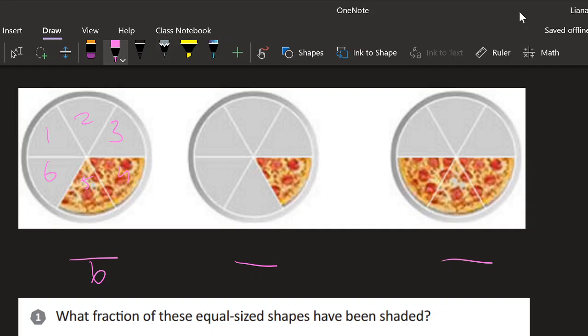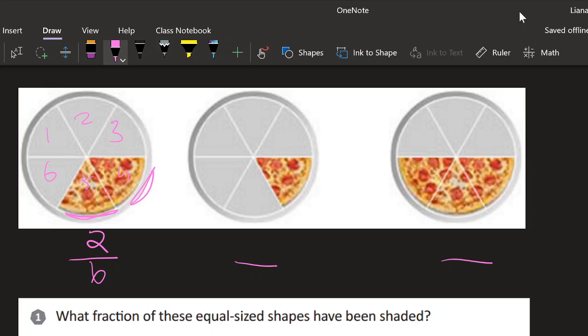If we remember our definition for numerator, numerator represents the number of equal parts, so the number of those 6 equal parts that we actually have. Okay, so in this case, it would be the number of pieces of pizza that we actually have. If we look at our picture here, you can see we just have 1 and 2. Okay, so 2 over 6 would be the fraction that represents this picture.